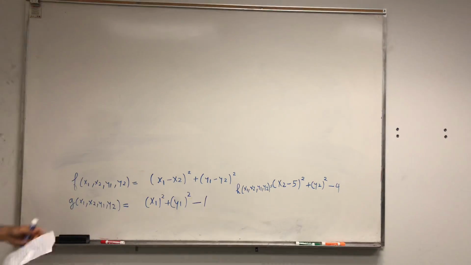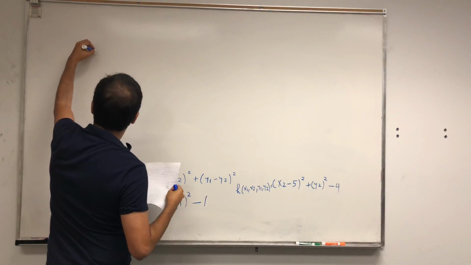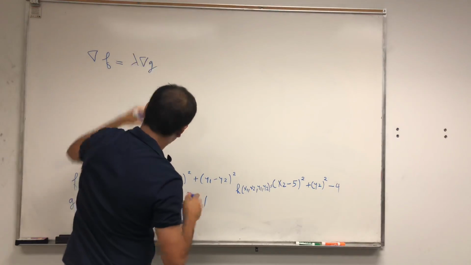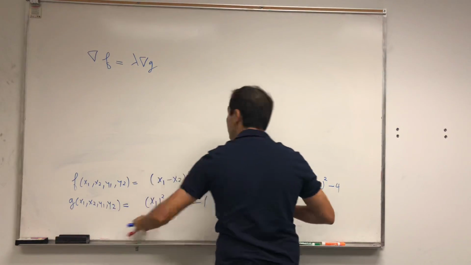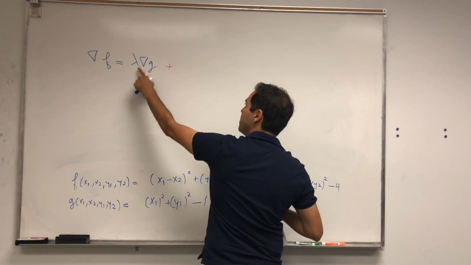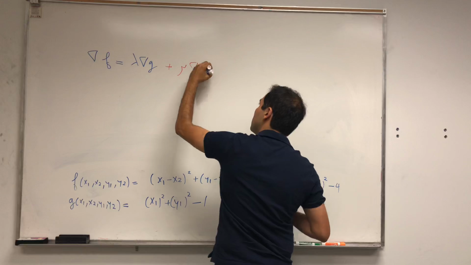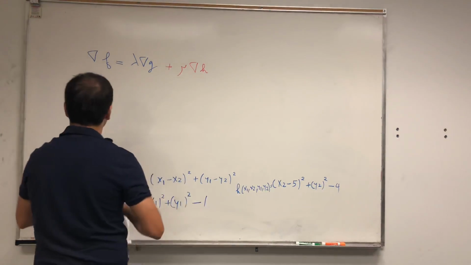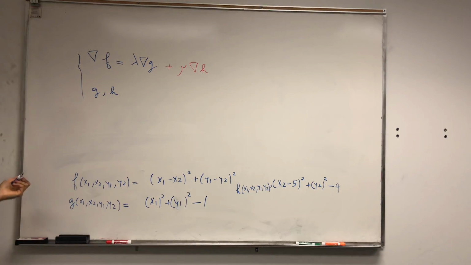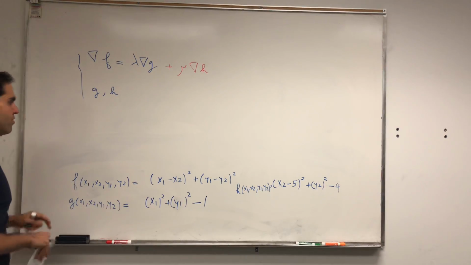And now the next step is we have our functions, we have our constraints. Let's now write the Lagrange equations, which usually is gradient of f is lambda gradient of g. But because we have this new constraint h, we have to write a similar term for h. So plus lambda prime gradient of h, which I'll just write as mu gradient of h. And our two constraints, g and h.